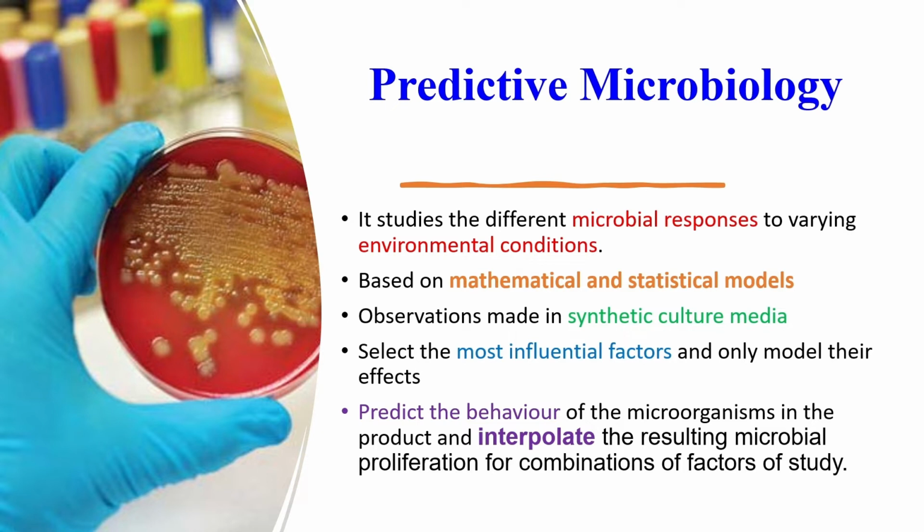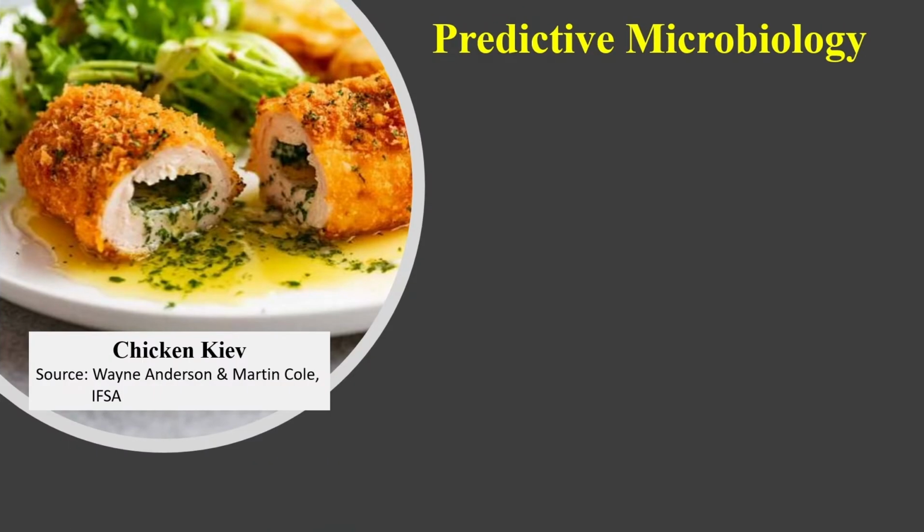Remember, it's interpolate the resulting microbial proliferations of the combinations of the factors of the study. It's interpolate, it's not extrapolate. We can only predict what has happened in the range of the study. So predictive microbiology is actually widely used when we develop a new product. But there are some limitations. And its major limitation is what?